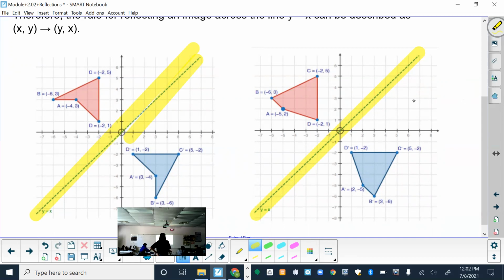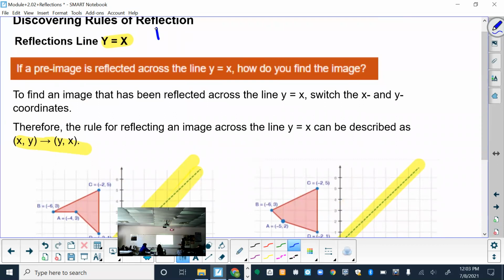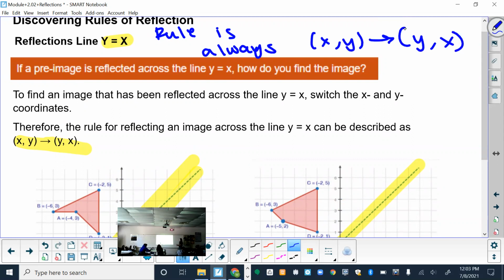So if you have something reflected over that line, what you have to do is follow this rule right here that I'll highlight and I'll also write at the top. So the rule is always (x, y) to (y, x). So we're just flipping. You're not changing the sign of any of them. We're just putting the y in the x spot and the x in the y spot.